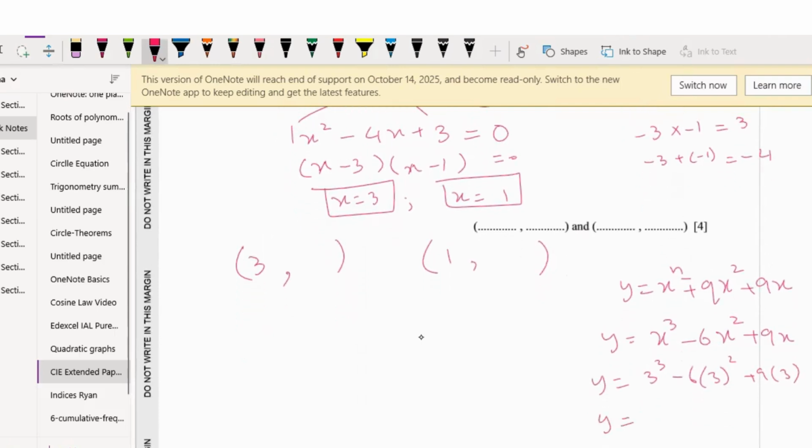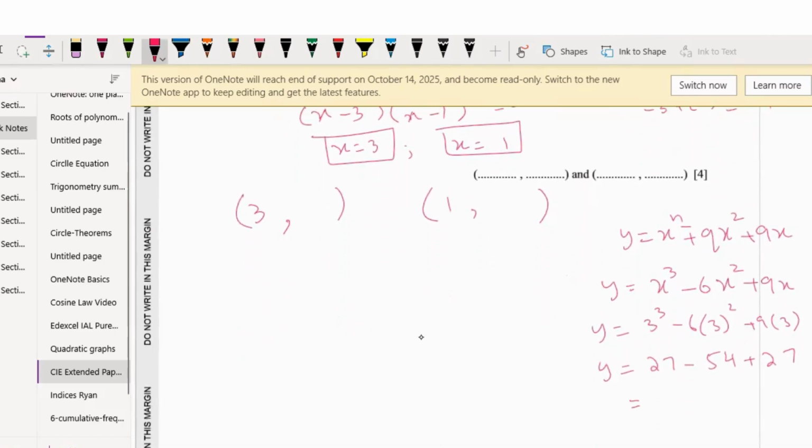Y is equal to 3 to the power 3 is 27, minus 3 squared is 9, 9 times 6 is 54, plus 3 times 9 is 27. 27 and 27 gives you 54 and then it's minus 54. So y will be 0, okay? When x is 3, y is 0.